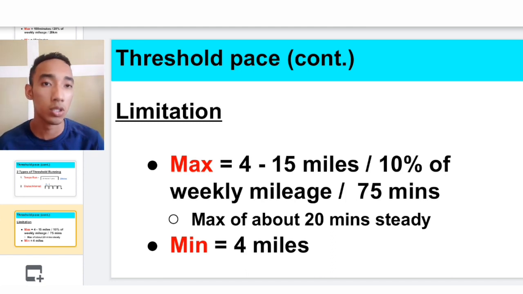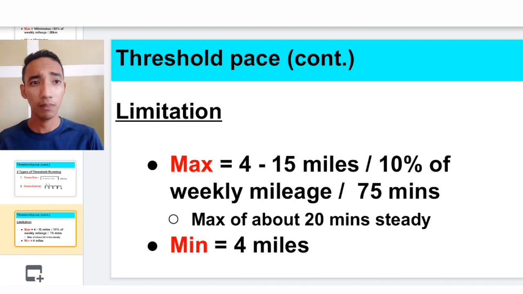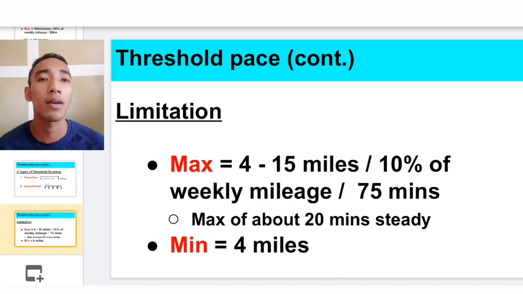At threshold pace with a 1 minute recovery. Maximum 20 minutes steady run at threshold pace, or 15% of your weekly mileage, 15 miles at its maximum, or 75 minutes, or 10% of your weekly mileage. Let's say if you have 100 km per week, 10% of it is 10 km. That will be your maximum threshold training session.